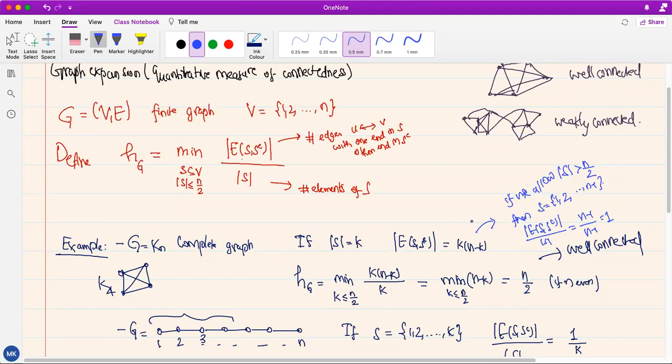It doesn't make sense to take S to be this large a set, because the number of edges going out of it will be small anyway, since S complement is small and you are dividing by S, which is large. So what you are doing is dividing the graph into two parts, taking how many edges go across, and dividing by the smaller of the two parts. That's the explanation for N by 2.